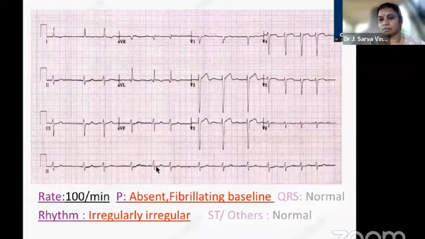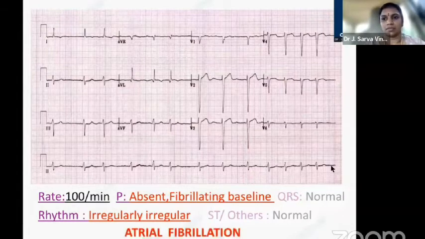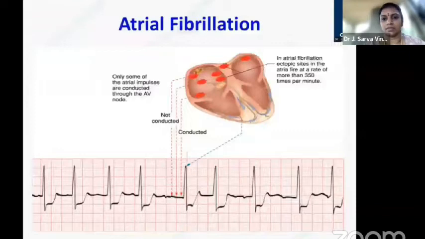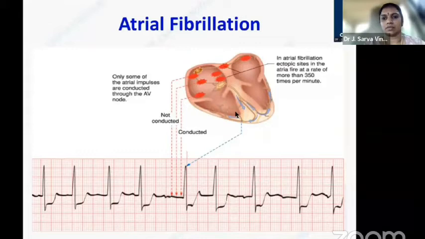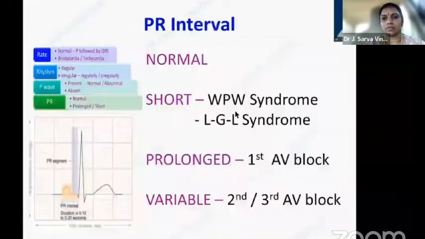And what about the P waves? We don't find any distinct P waves. Instead, we find a fibrillating baseline. So this is indicative of atrial fibrillation. What happens here? Multiple sites in the atria fire at more than 350 times per minute, and the atria just fibrillates. So there's no proper contraction of the atria to generate a P wave. So the atria just fibrillates, and we tend to have a fibrillating baseline or an absent P wave.